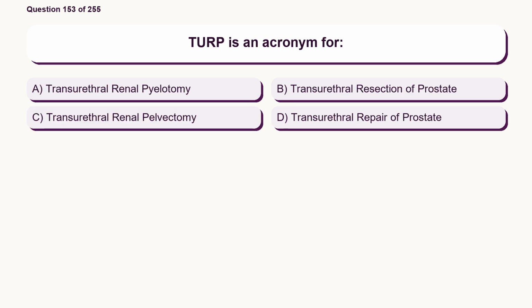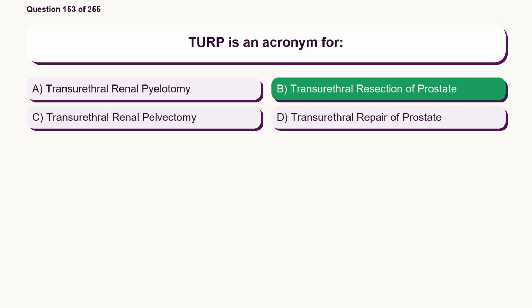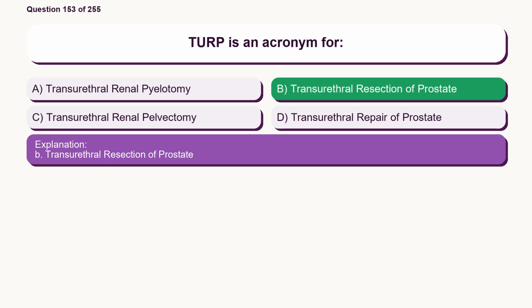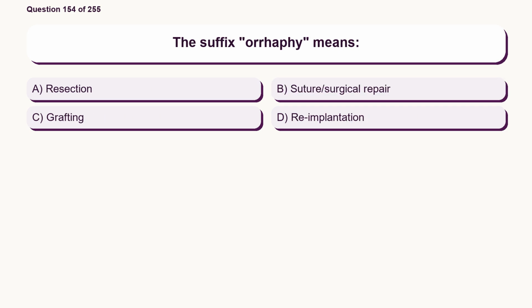Question 153. TURP is an acronym for Option A. Transurethral renal pyelotomy. Option B. Transurethral resection of prostate. Option C. Transurethral renal pelvectomy. Option D. Transurethral repair of prostate. The correct answer is option B. Transurethral resection of prostate. B. Transurethral resection of prostate.